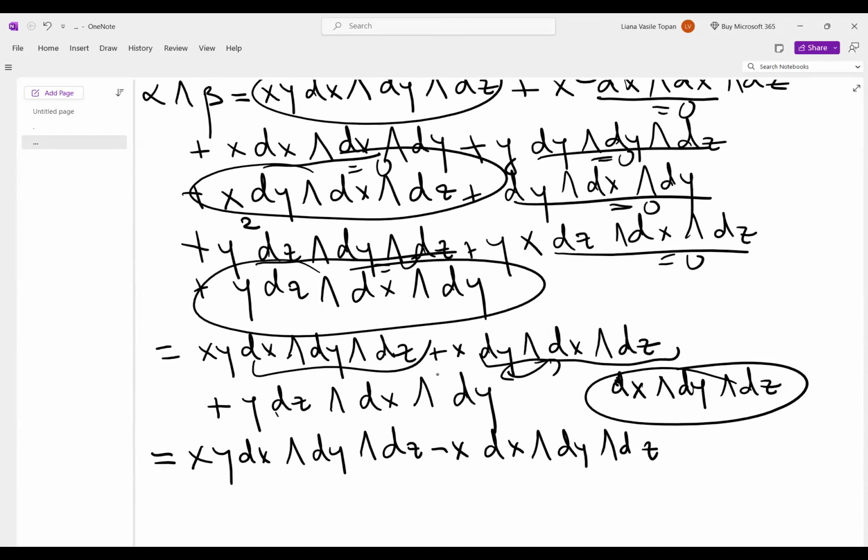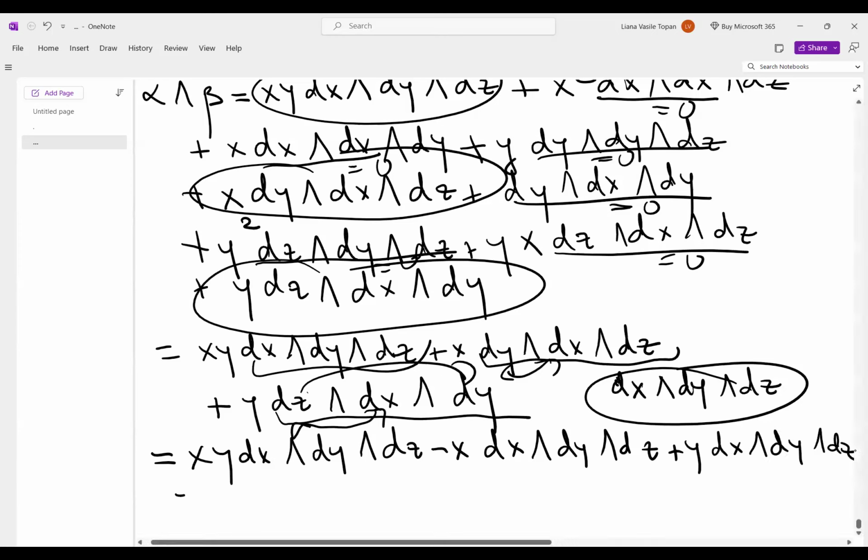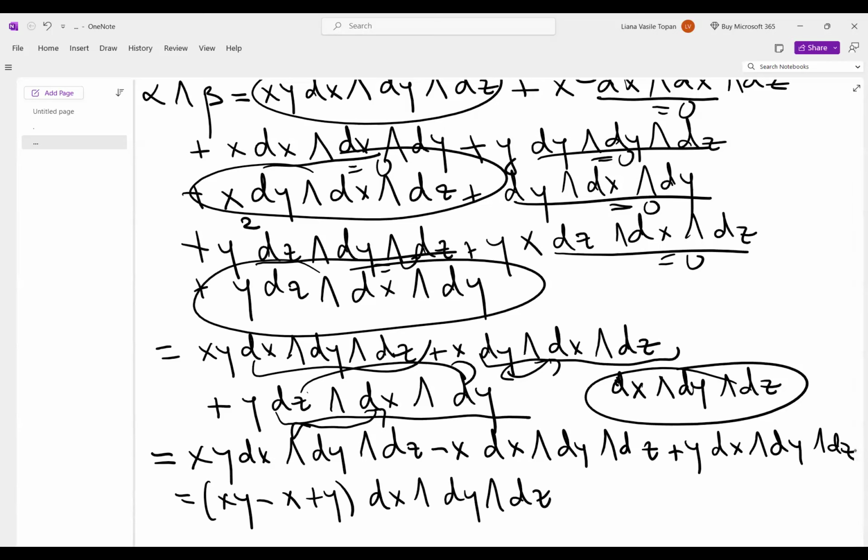Right, and then I'm looking here. I'm flipping dx with dz, I get a minus, and then dz will be on the second position, so I'm moving it here, so another minus. So it will be plus y dx wedge dy wedge dz. So you can write this as xy minus x plus y, times dx wedge dy wedge dz. So it's clear, I guess, how we find the wedge product of two forms. Okay, any question here? Questions?